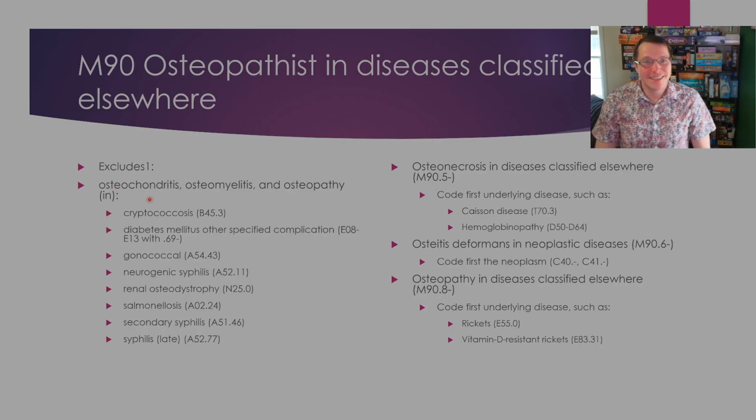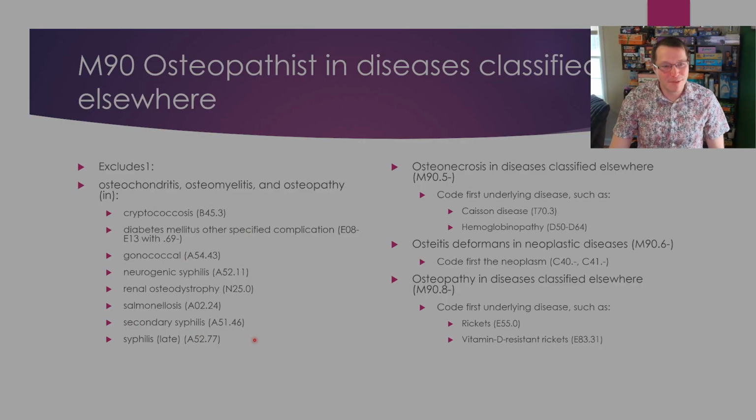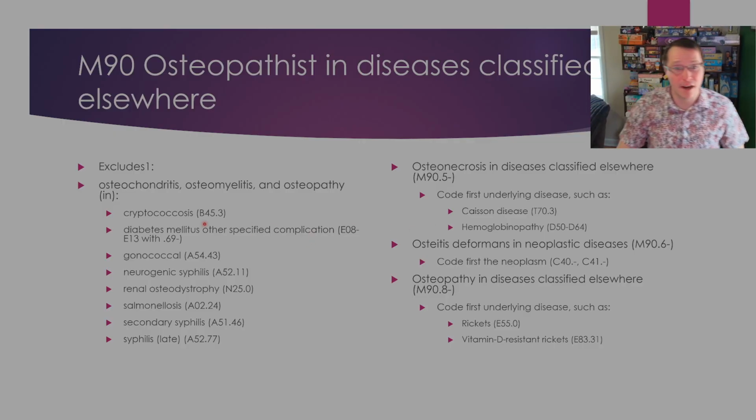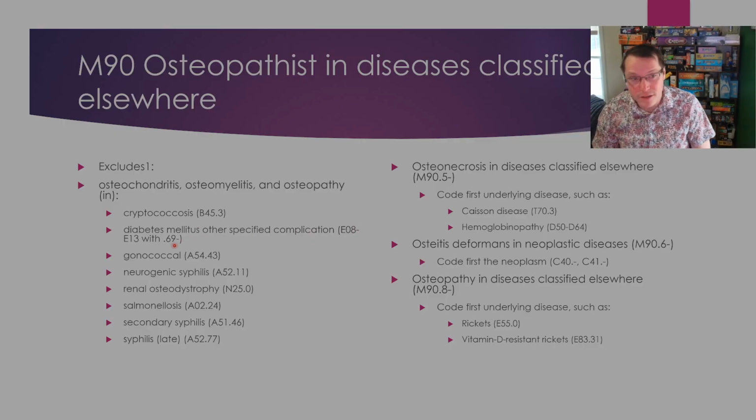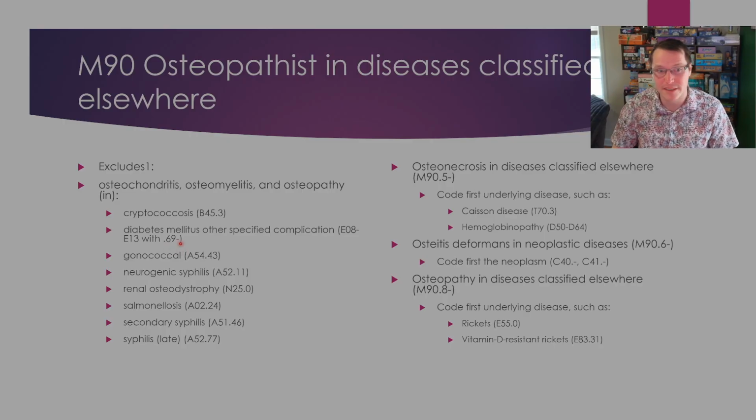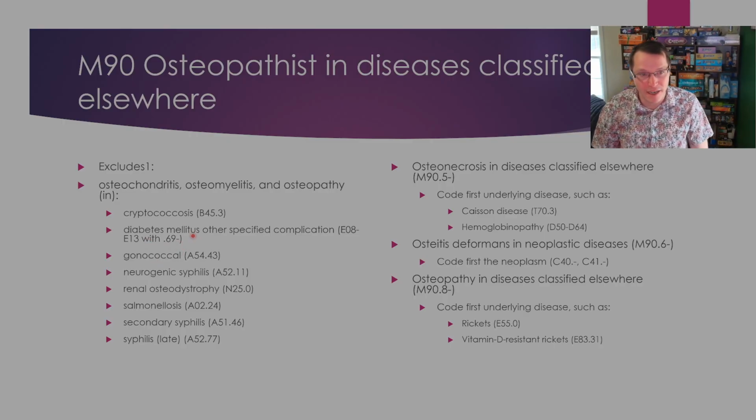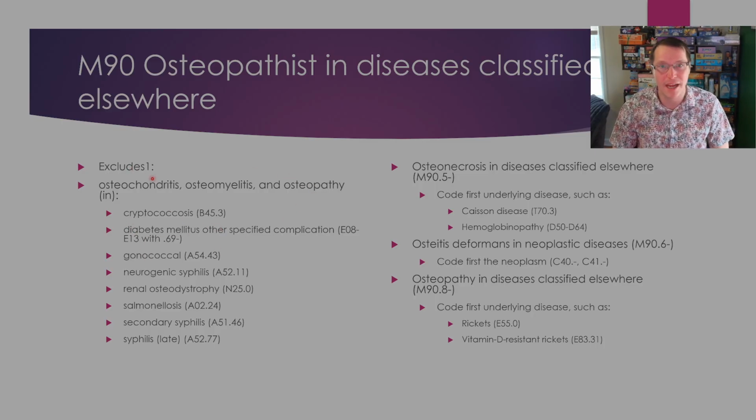Excluded ones, each of these codes exclude all of these codes here, so just make certain you're not reporting with secondary syphilis or late syphilis or neurogenic syphilis or diabetes mellitus, diabetes conditions that are caused by other specified codes. That just means any .69 ending for your diabetes code. Just don't use that with these conditions.